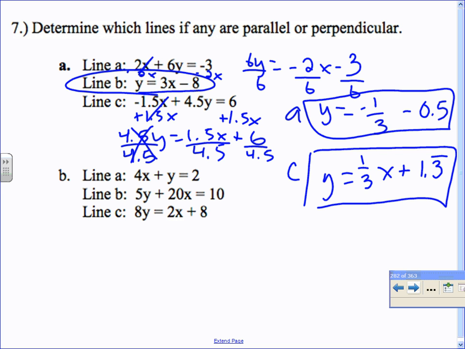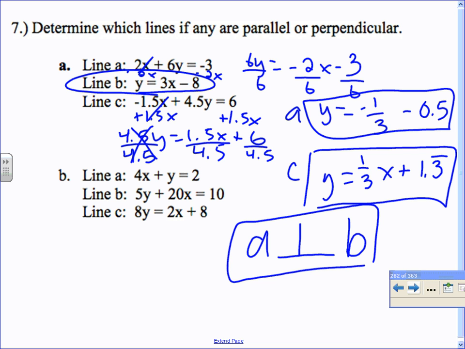Okay, what two lines are perpendicular? Emma M. Good. A and B are perpendicular. Okay, so you can write it out as A is perpendicular to B. They have opposite reciprocal slopes, so they are perpendicular. Are any of those lines parallel in 7A? No, none of them have the same slope.